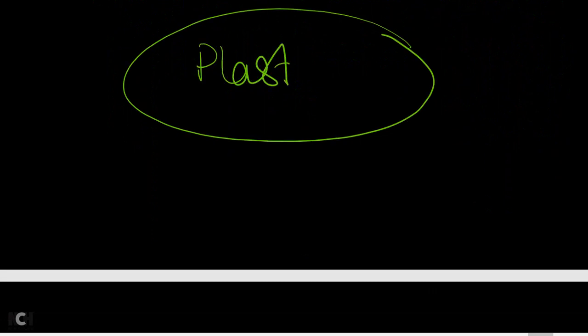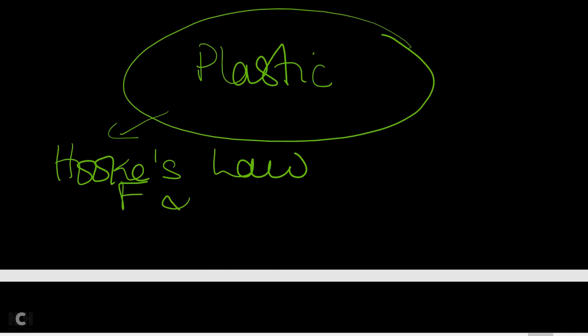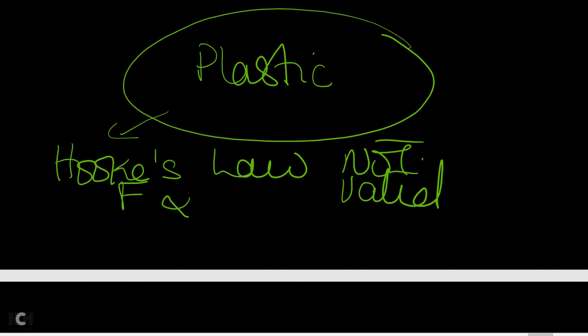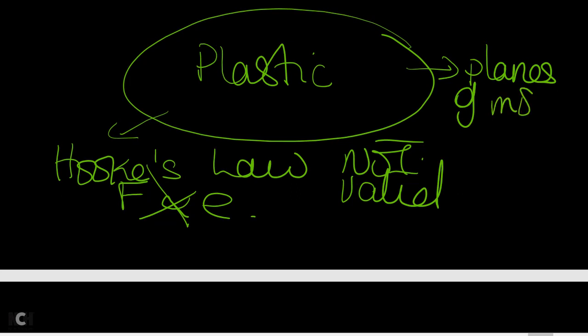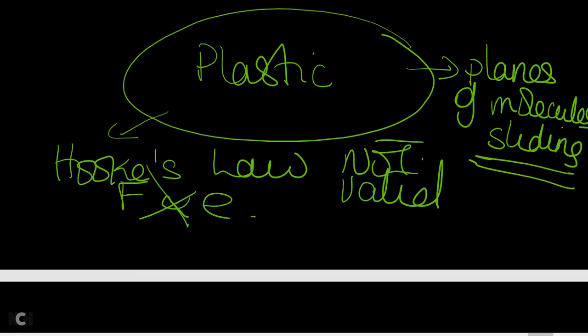Now, when we talk about a plastic deformation, right, we talk about Hooke's law not being obeyed, because in Hooke's law, remember, it's not valid. So the force is not proportional to the extension. So you cannot predict what the extension would be per unit force, right? And also, when you talk about a plastic deformation, you consider that there are planes of molecules sliding against each other, and that results in a permanent deformation.